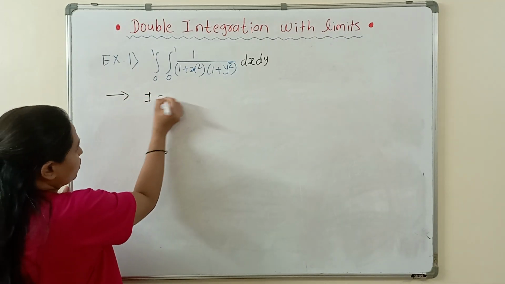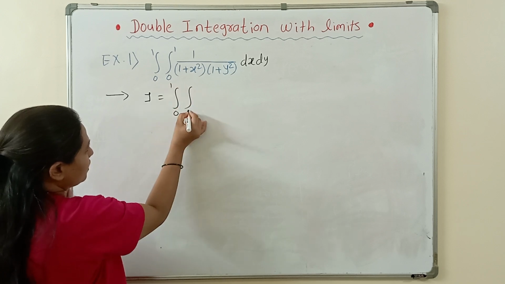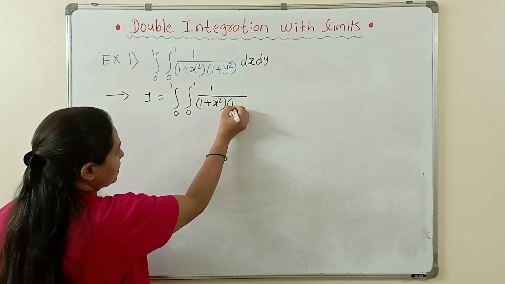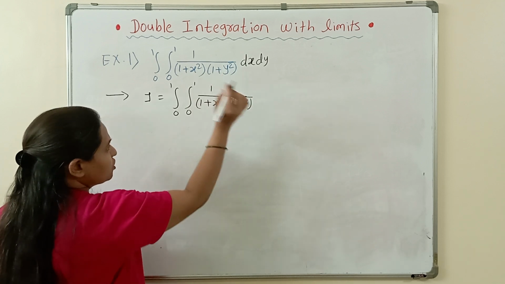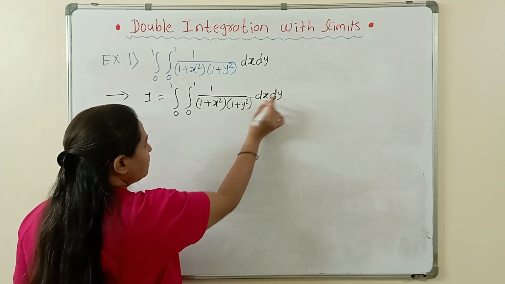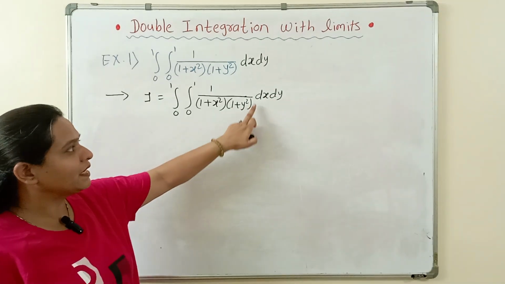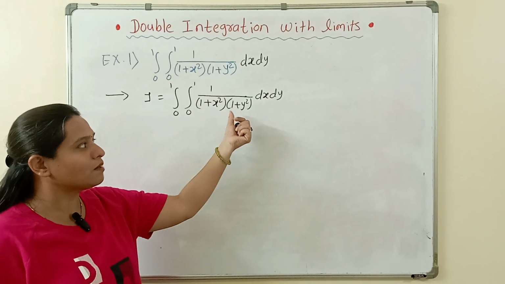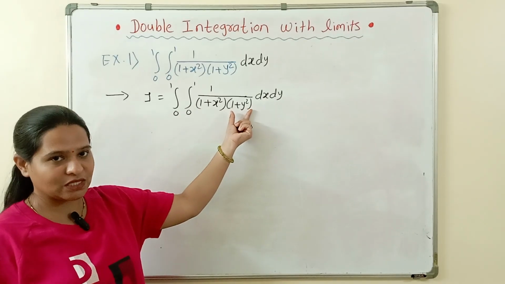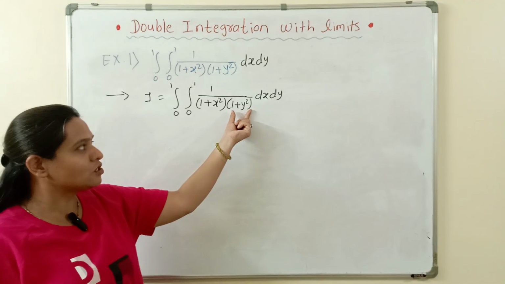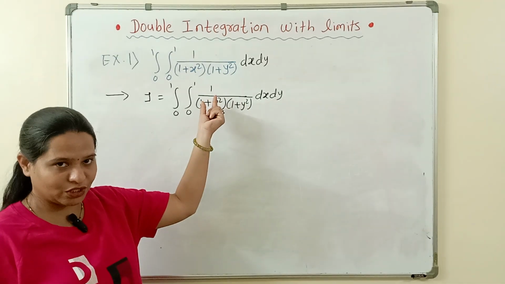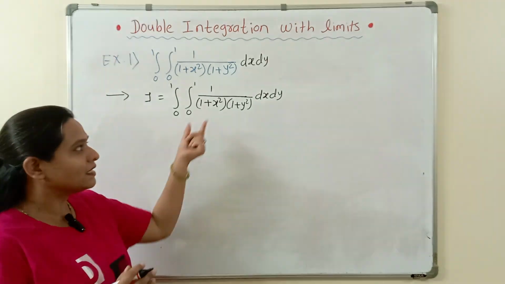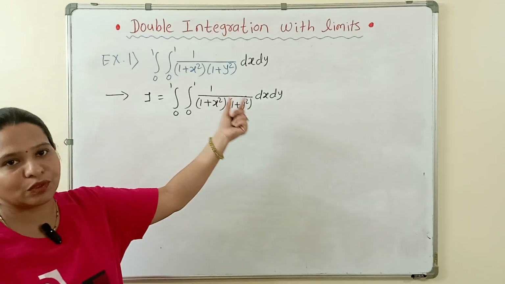So here I is equal to the double integration from 0 to 1, 0 to 1, 1 upon 1 plus x square into 1 plus y square, and the order of integration is dx into dy. The meaning of dx into dy is that first we will integrate this function with respect to x. While integrating with respect to x, the terms of y, that is the 1 upon 1 plus y square term, we will treat as a constant. Since this constant is multiplied to the function, it will remain as it is. We will just integrate the function in terms of x with respect to x.